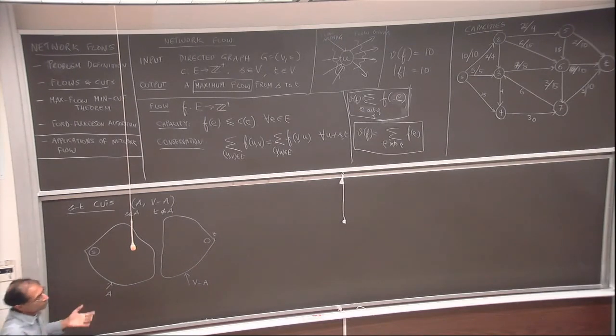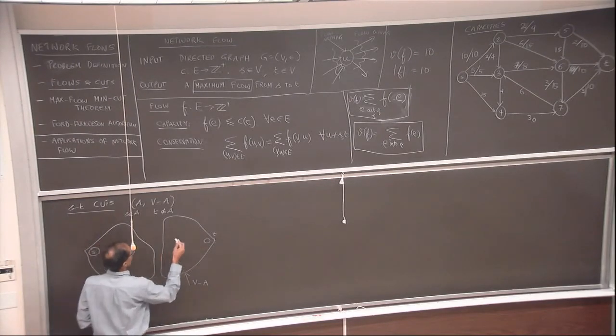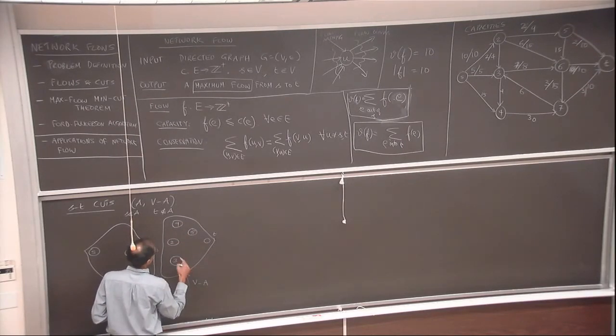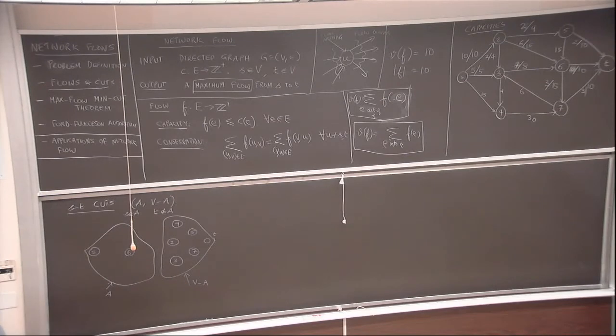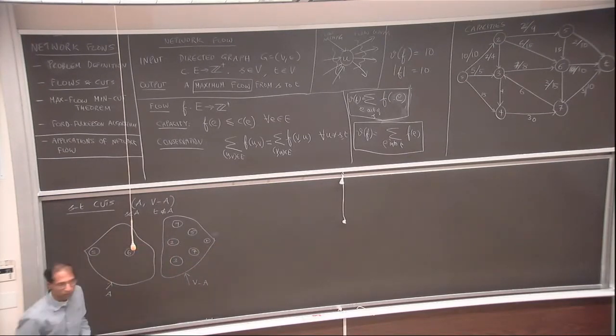Since I threw this example, let's say I put S and 6 on one side, and 4, 5, 2, 3, 4, 5, 6, 7 on the other side. Let's say I did that. This is S. So what is the cut? Well, the cut refers to everything that is crossing between these two sides.